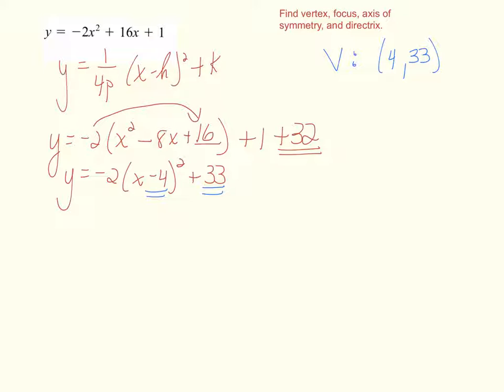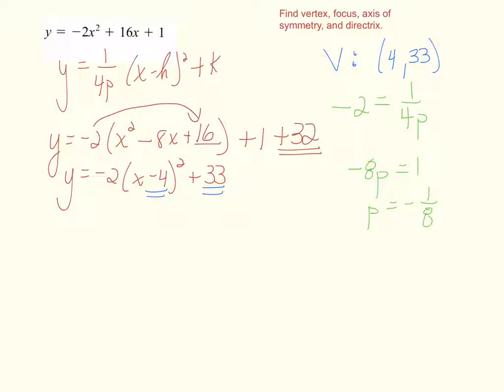The other thing that I know is that I need to find p. So what I'm going to do is grab the negative 2. I'm going to say negative 2 is equal to 1 over 4p. So I'm going to multiply both sides by 4p, so I get negative 8p equals 1. So p equals negative 1/8.